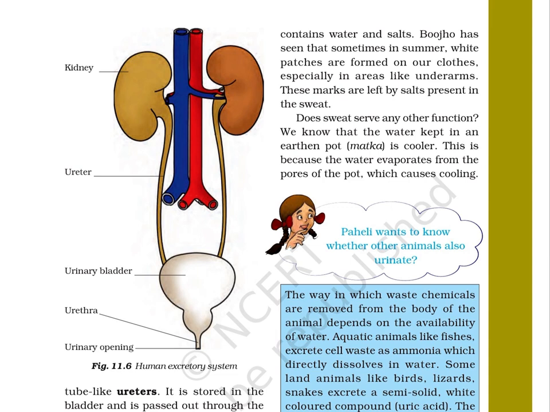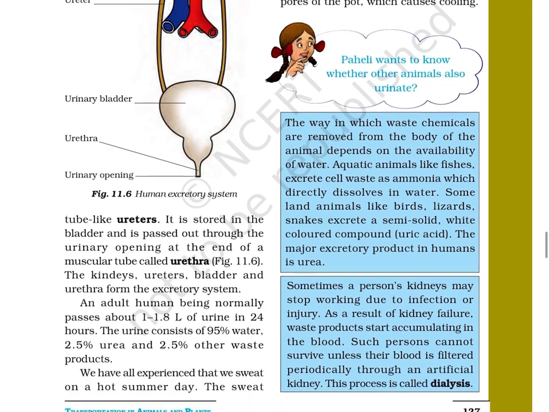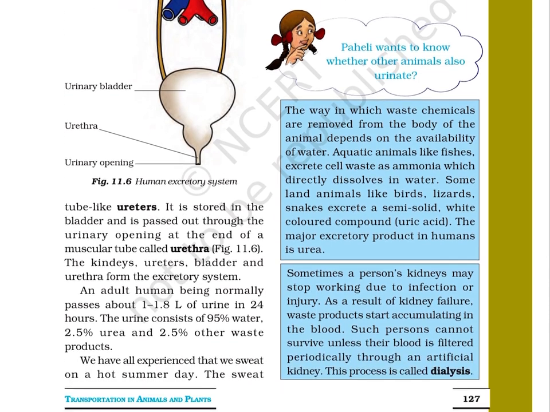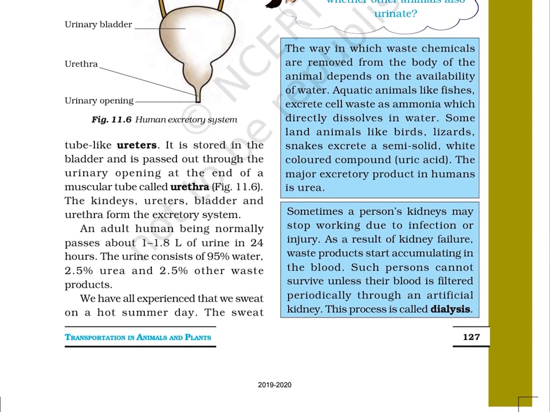There's a thought bubble given here. A picture of Paheli is next to it. Paheli wants to know whether other animals also urinate. The way in which waste chemicals are removed from the body of the animal depends on the availability of water.